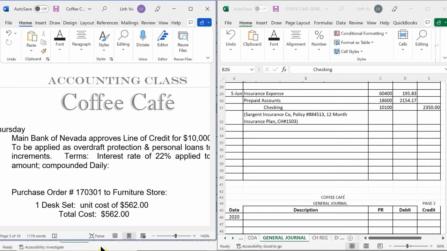So, let's put it this way. Is there a journal entry? Yes, there'd be no entry, because this $10,000 is backup money. It's backup just in case you overdraft your bank, and if you want to take money as a personal loan. But if you take the money as a personal loan, then you're going to be subjected to that 22% interest.